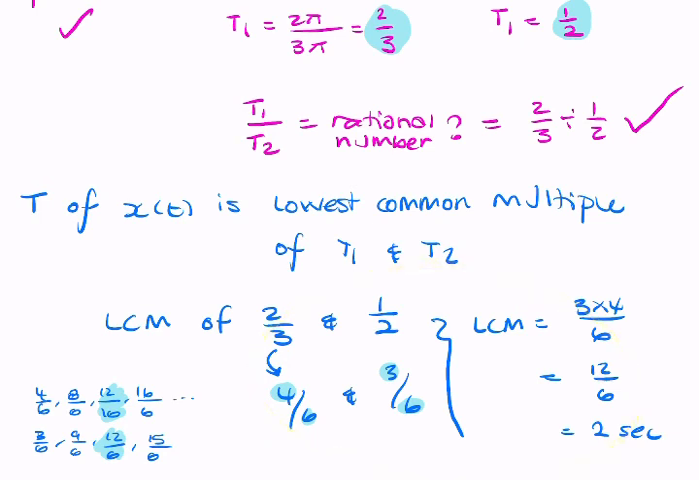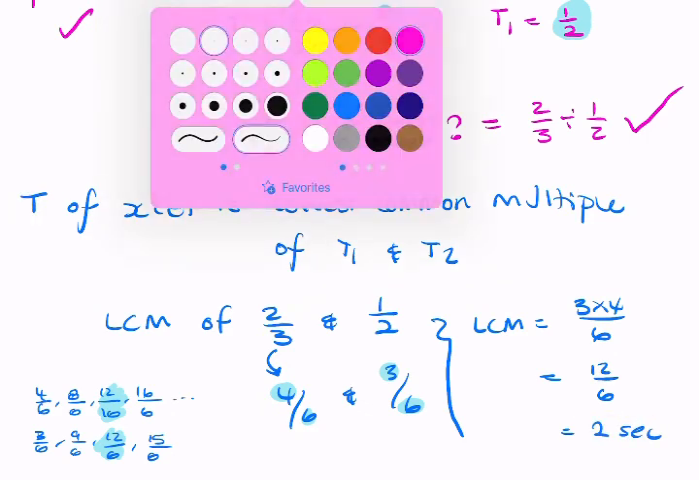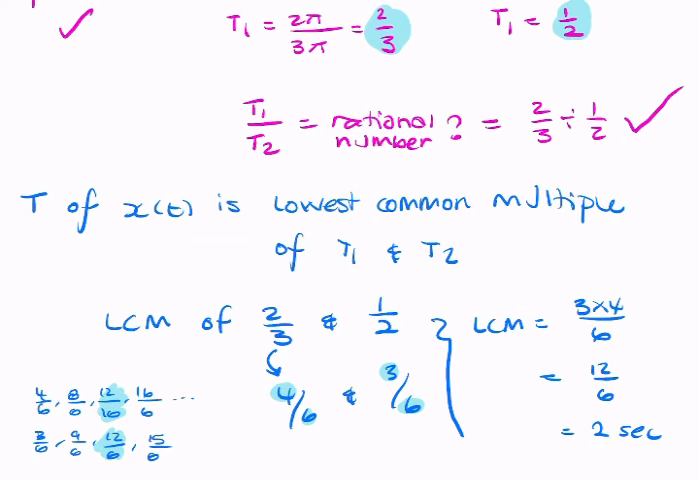But in any case, once you've found the period, T, you can find your fundamental frequency simply by saying that f0 is 1 over T. So in this case, it's 1 over 2, which is 0.5 hertz.